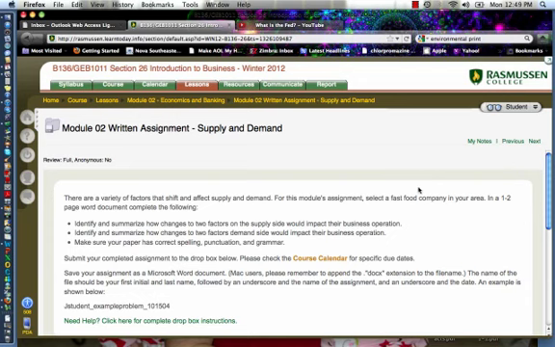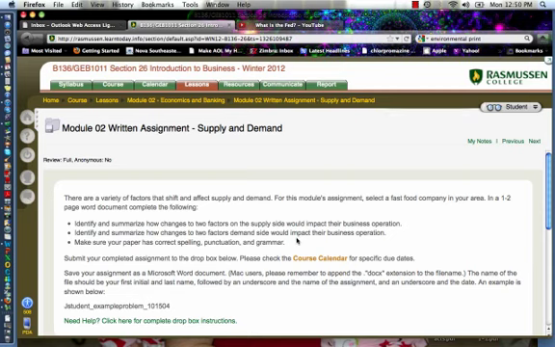For your assignment, you'll notice that it clearly states a 1 to 2 page Word document that identifies and summarizes how changes to two factors on the supply side impact business, and identifies and summarizes how changes to two factors on the demand side affect business. So that means you need 2 factors for supply, 2 factors for demand.